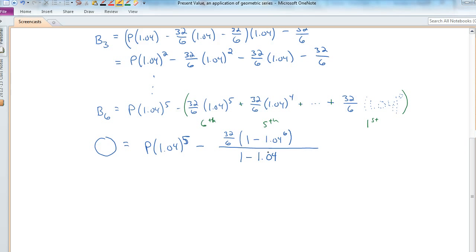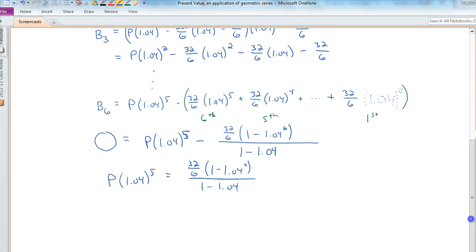So let's just solve for p. Well, let's think about it this way. If these two quantities, when subtracted, are 0, then they better be equal. P times 1.04 to the 5th better equal 32/6 times 1 minus 1.04 to the 6th over 1 minus 1.04. And then solving for p means dividing both sides by 1.04 to the 5th.